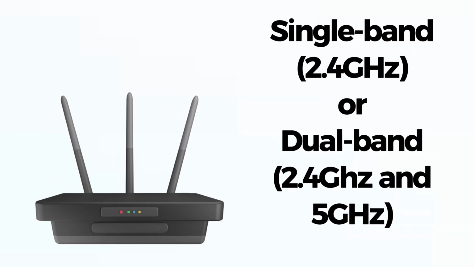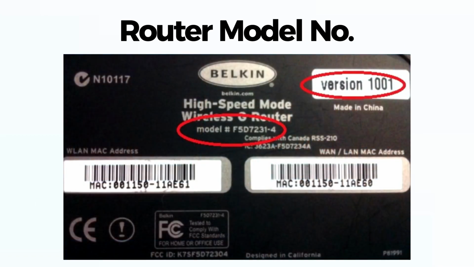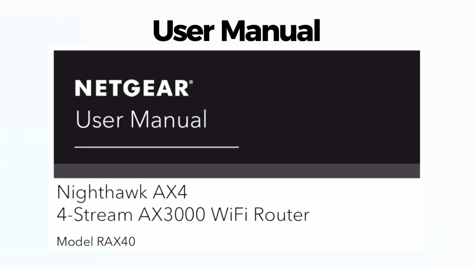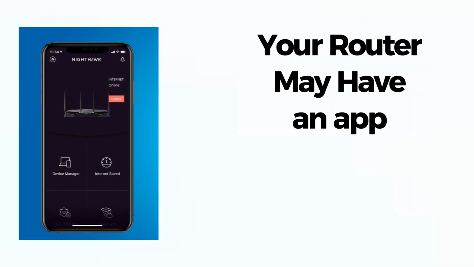First, check to see if your router is single band, which supports only 2.4 GHz, or dual band, which supports both 2.4 and 5 GHz. To check this, look under your router for the router model number and check online for information about your router. Or if you still have the router's owner's manual, check the manual. Newer routers have an app that you can download and use to connect to the router settings.